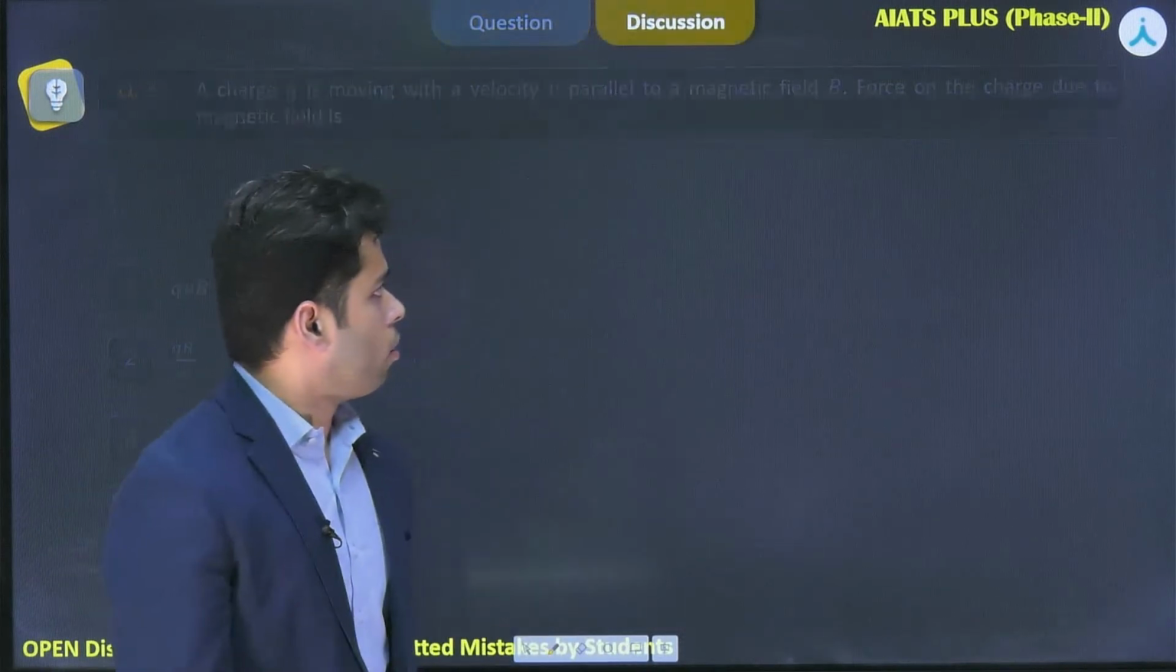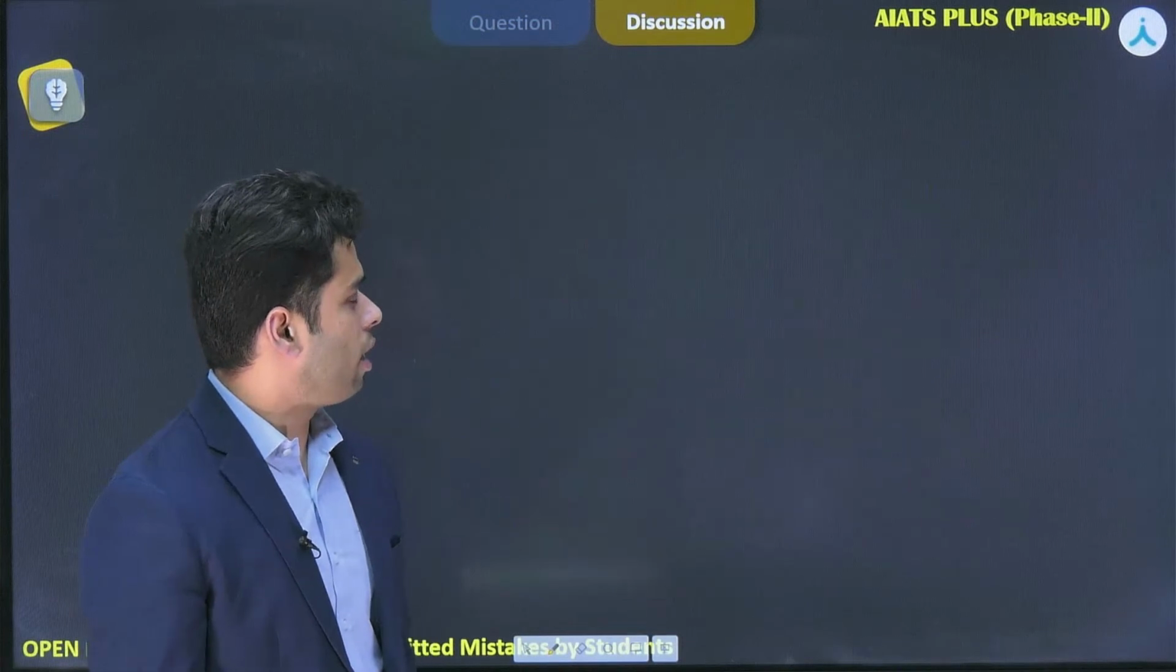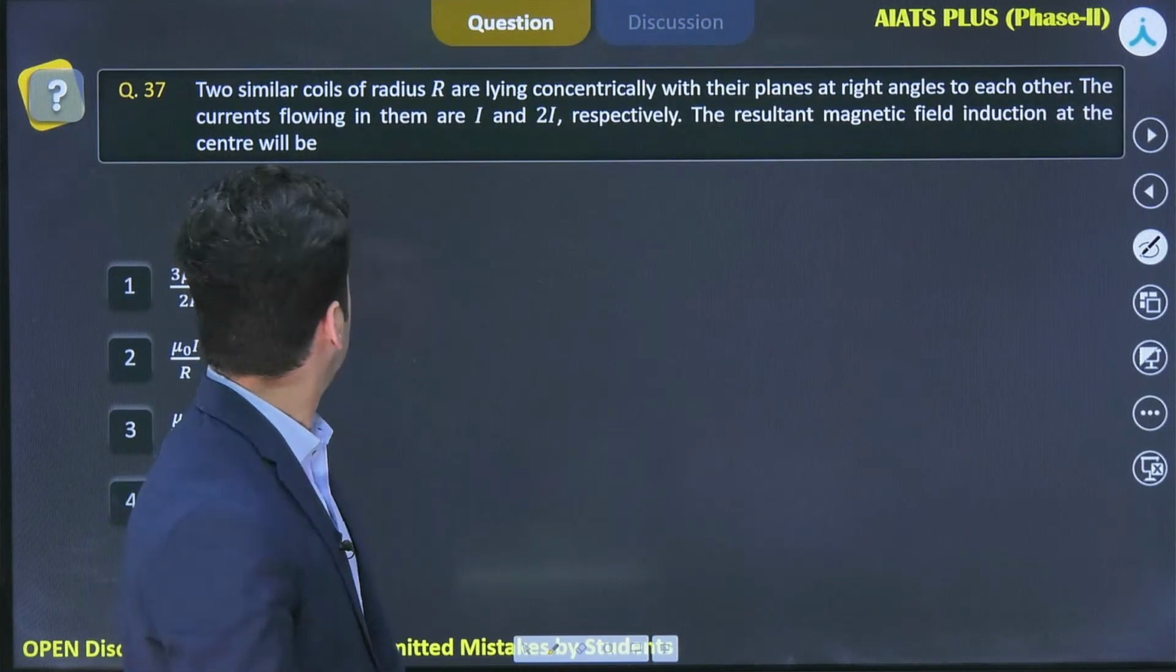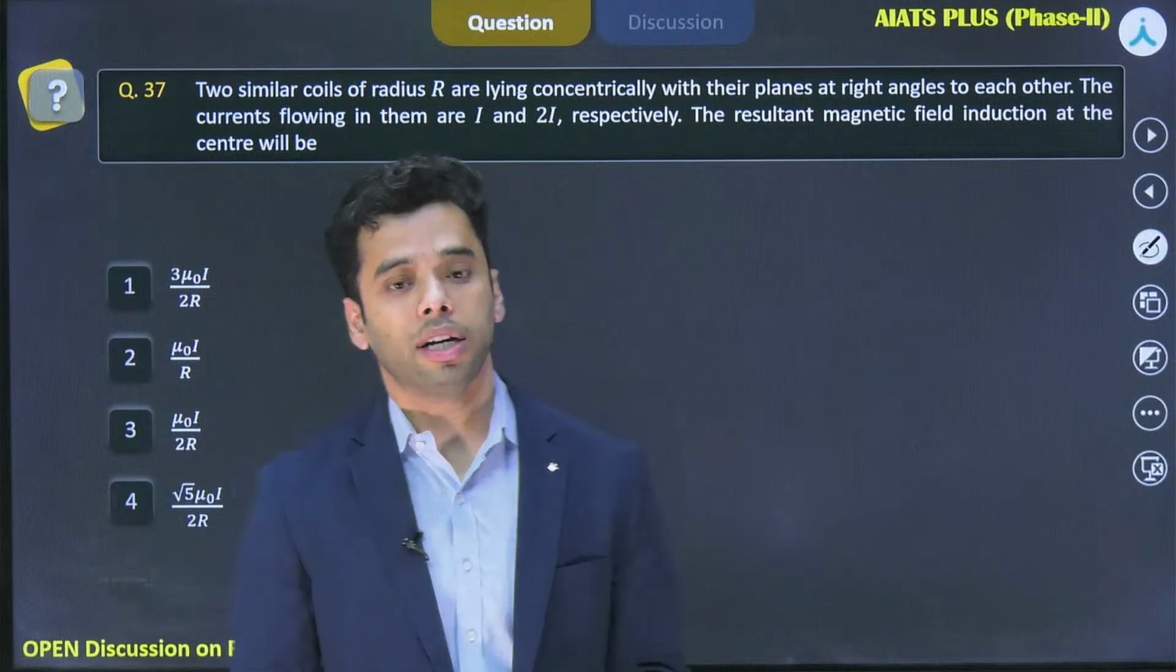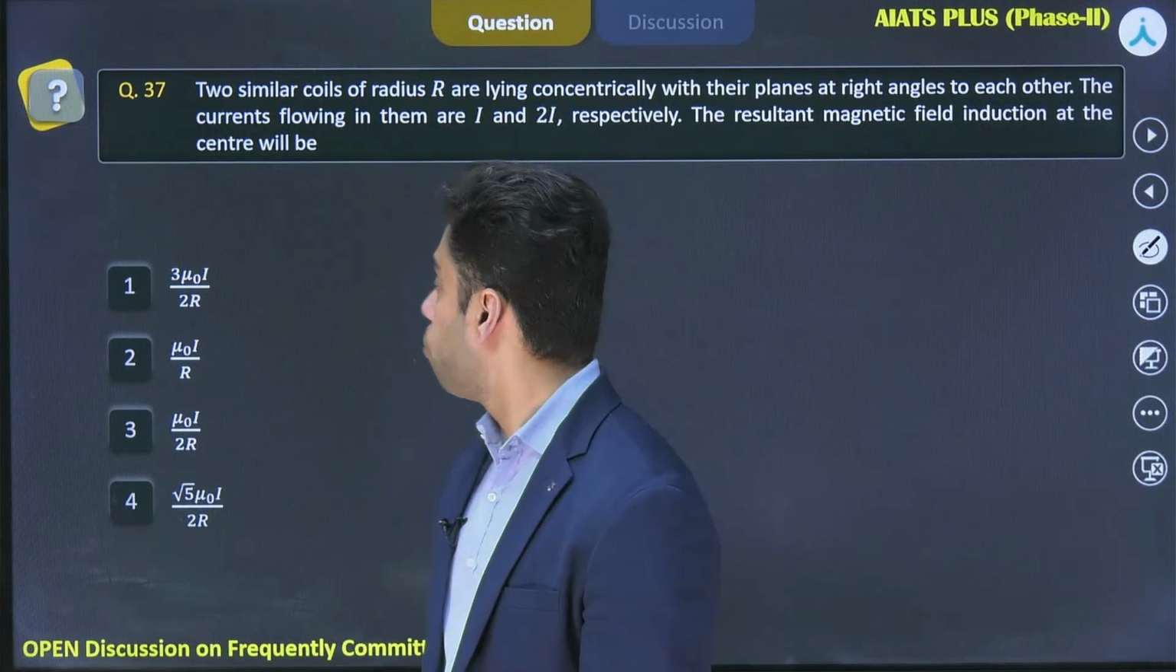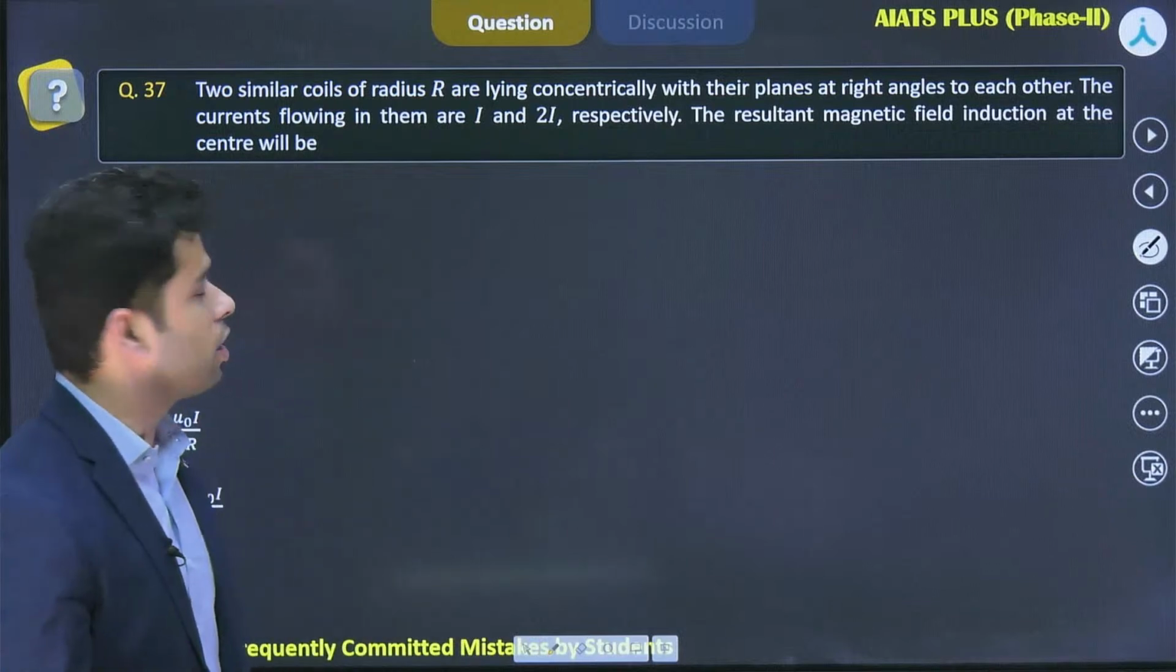Okay. So dear students, I hope this point was clear. Now let's move forward to the next problem. It was problem 37 from the original paper, again from the chapter of Moving Charges and Magnetism.